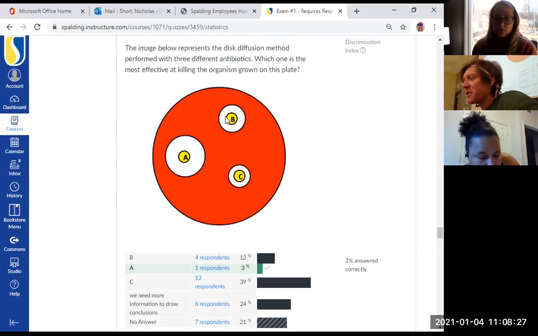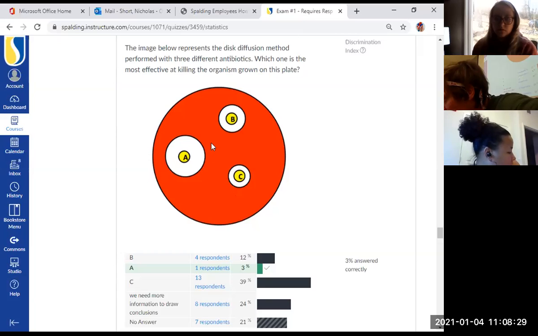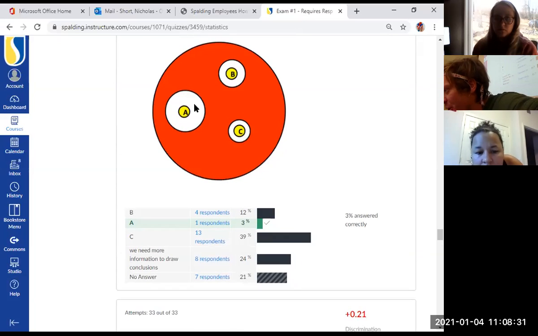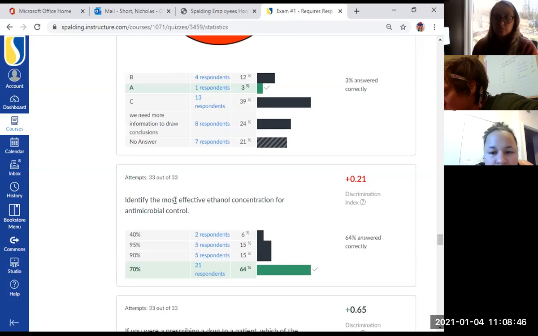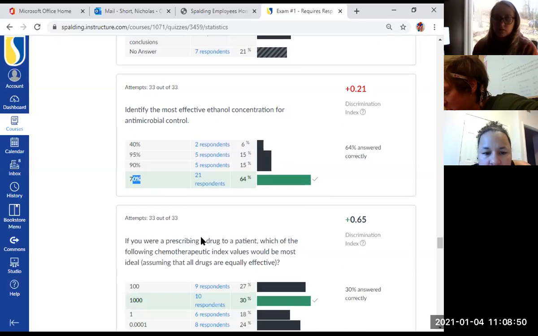All right, this is an image that you all couldn't see. This was with the Kirby-Bauer method, so these should be antibiotics. And which of the antibiotics is the most effective? We have the largest zone of inhibition here at A, so A should have been the correct answer, but everybody got credit for this one since you couldn't see the image. 70% ethanol is the most effective, glad to see that.